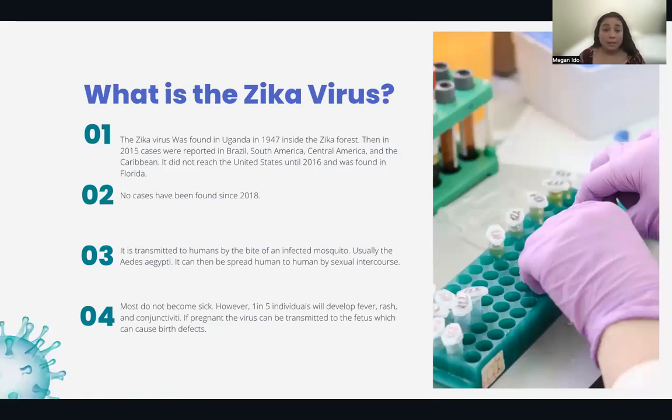It is transmitted to humans by the bite of an infected mosquito, usually the Aedes aegypti. It can then be spread human to human by sexual intercourse. Most people do not become sick from it, but 1 in 5 individuals will develop a fever, rash, and conjunctivitis, which is reddening of the eyes. If you are pregnant, the virus can then be transmitted to the fetus, which can cause birth defects, mainly microcephaly, which is a smaller head. It can also cause missing limbs and a variety of other defects.